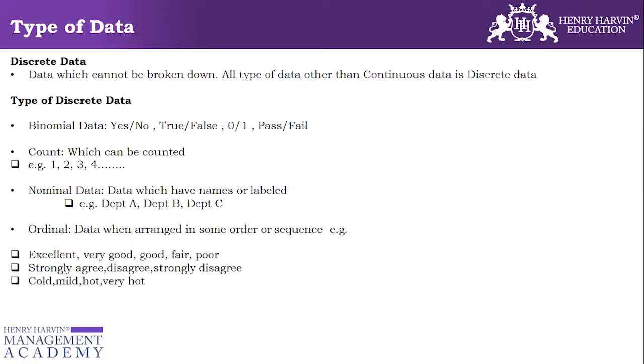Strongly agree, disagree, strongly disagree. Cold, mild, hot, very hot. And percentage type: percentage is also data which can be defined in percentage, and which also can't be broken down further. So these are some of the types of discrete data with examples: binomial data, count data, nominal data, ordinal data, and percentage data. Okay, let's move ahead.